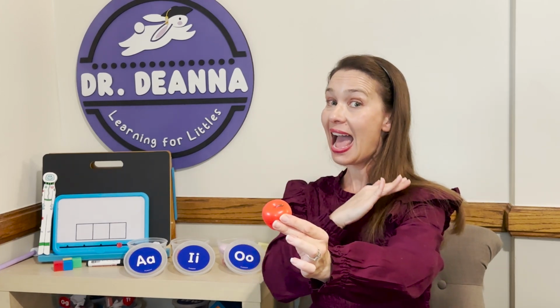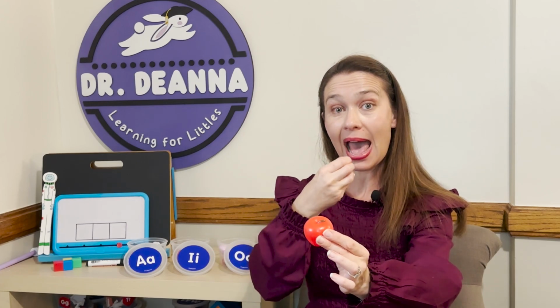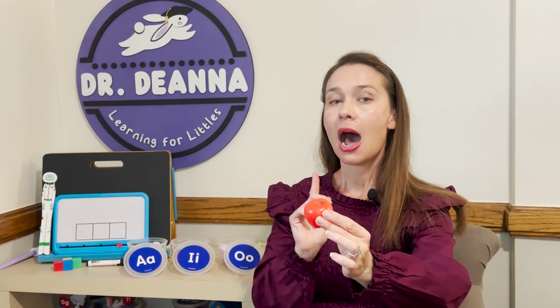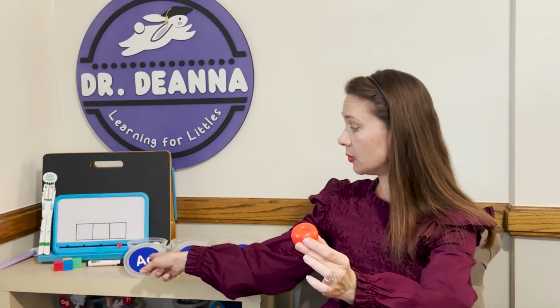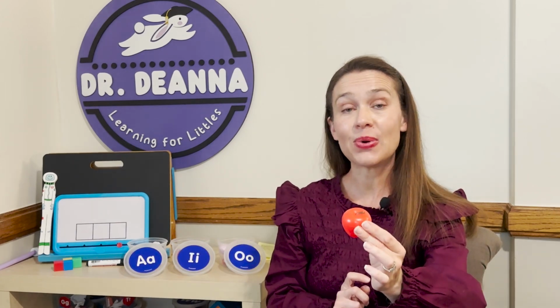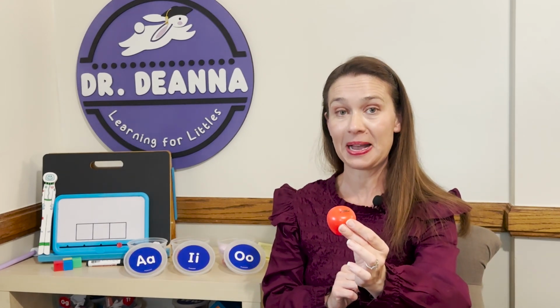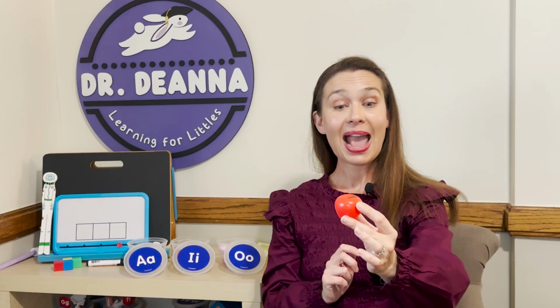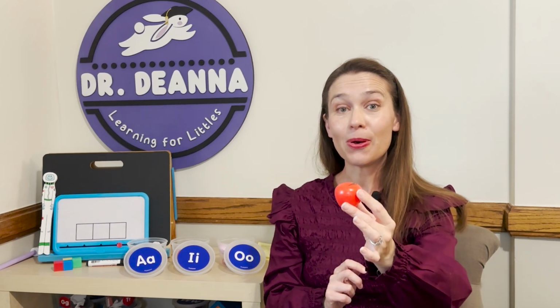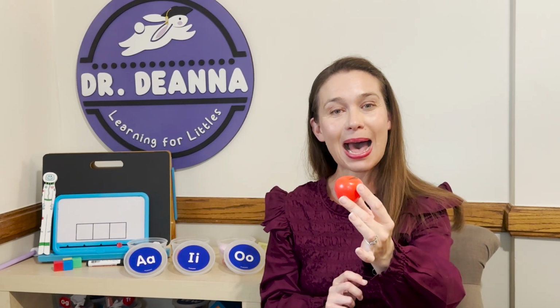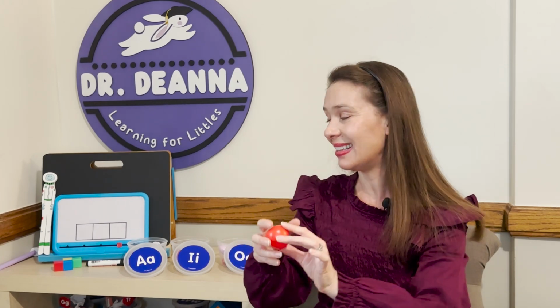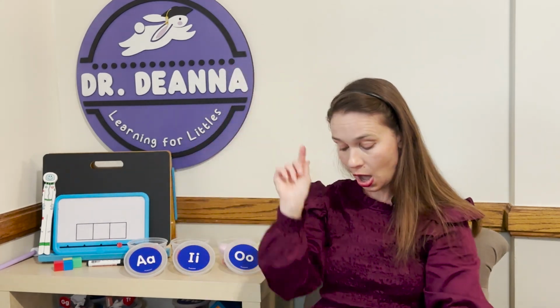My next magic miniature is an apple. What do you hear at the beginning of apple? Do you hear the a? Me too. I know that's the sound that goes with the letter A. So I'm going to sing it all the way to the A bucket. Here we go. A is for apple, apple, apple. A is for apple, a, a, a. Into the bucket.